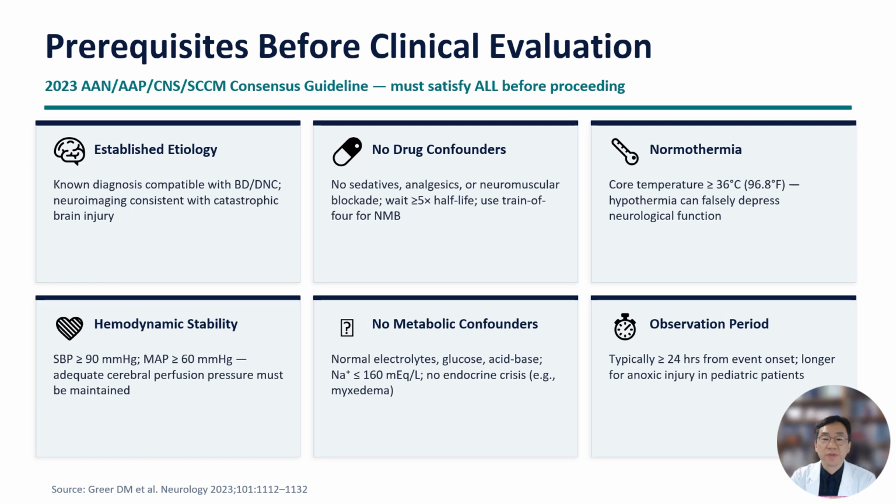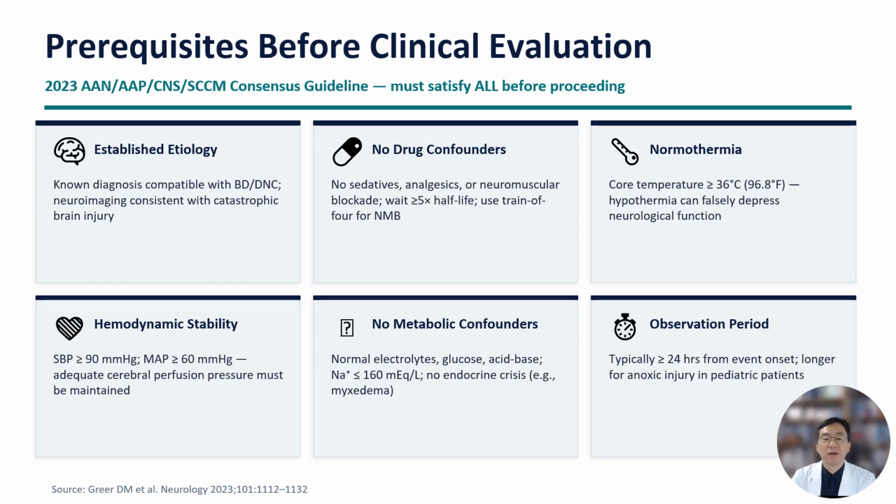Okay, before we even touch a patient for the clinical exam, we have to satisfy a set of prerequisites. All of them, not most, all of them. First, establish the etiology. You need to know why this patient is in this state. There must be a known diagnosis compatible with brain death, and neuroimaging, CT or MRI, must be consistent with catastrophic brain injury. If you cannot explain what happened, you cannot proceed.